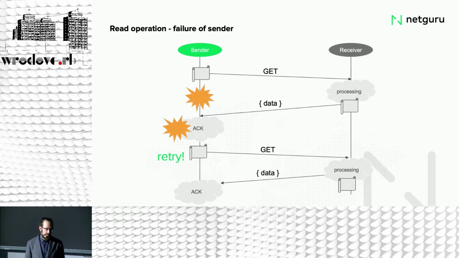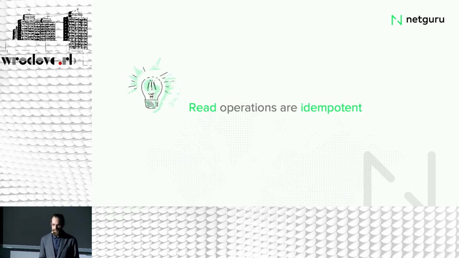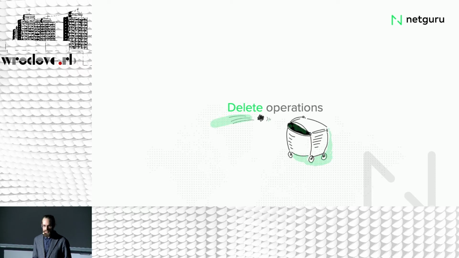Maybe you have a fix applied in the meantime, and then when things are to work, with the retry, they work. And what's important for the receiver, it's still the same. So the conclusion is, read operations are idempotent. I assume this may be simple, because read operations are kind of simple. So let's move on to something more complicated, which is delete operations.